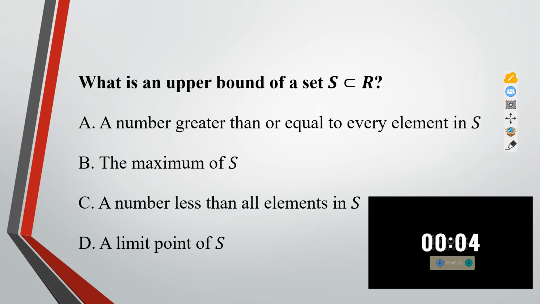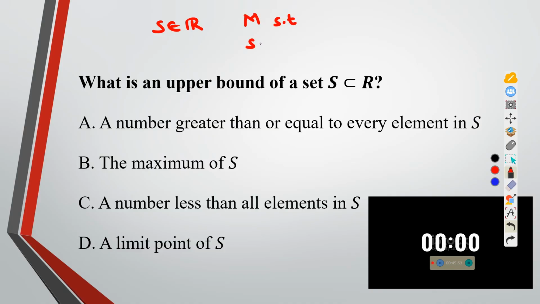What is an upper bound of a set S in R? So you need to recall the definition of an upper bound. If you are having a given set S from the set of real numbers, then if there is a real number, for example M, such that every element s that we pick from this set S is less than or equal to this M, then this can be any number at or above the supremum of S.